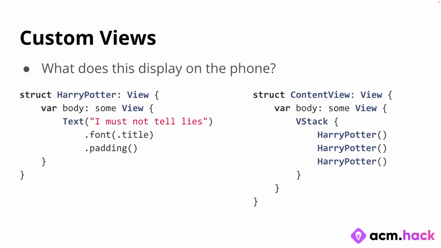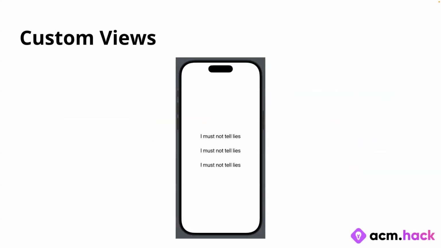And a question to the audience. If we declare this custom view in one file and then use it in the main content view, what would this print out? Yes? A vertical stack of I must not tell lies. How many times? 3 times. Correct. Well done.